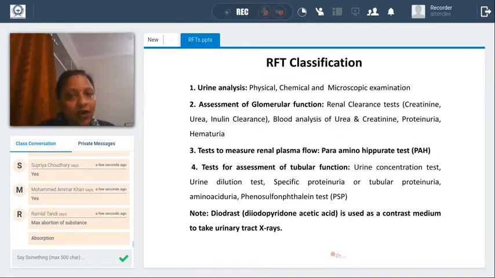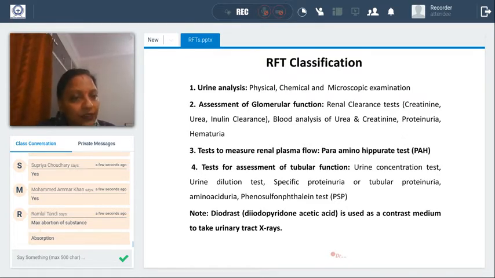What is the classification of RFTs or kidney function tests? First is on the basis of urine analysis: physical, chemical or biochemical, and microscopic examination. You have already studied this in your practical classes. Assessment of glomerular function, which is very important, is by renal clearance tests: creatinine, urea, and inulin clearance. Next is blood or serum analysis of urea and creatinine, proteinuria and hematuria.